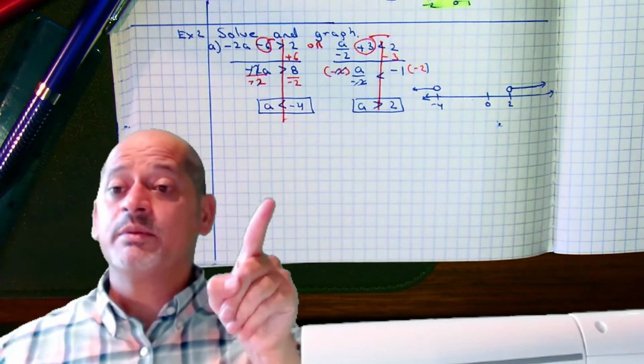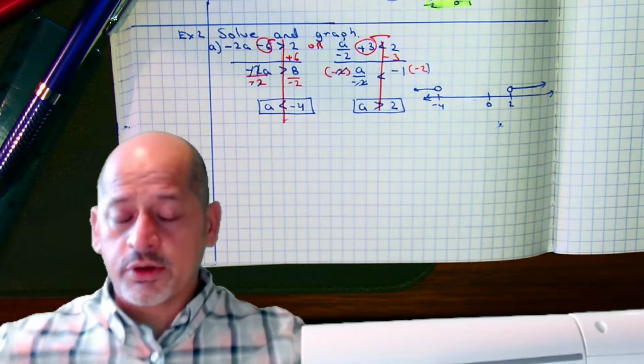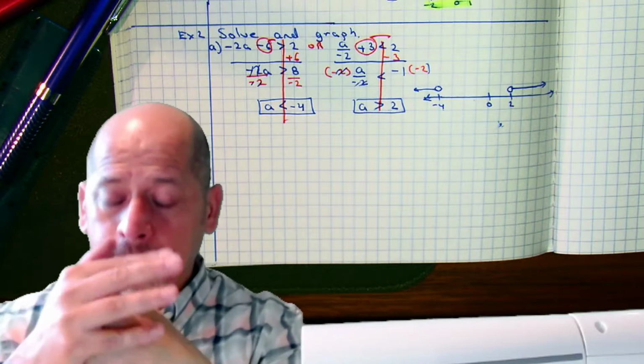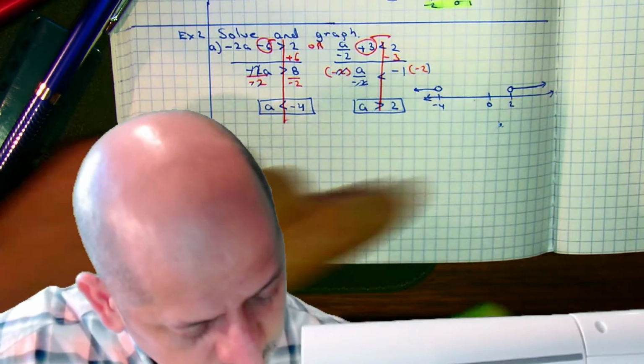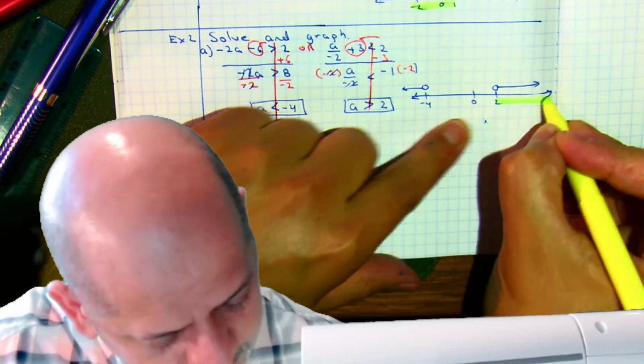So remember that every time it's an OR, going away from each other. If it's an AND, so in this case, an OR, move it to the right and to the left.